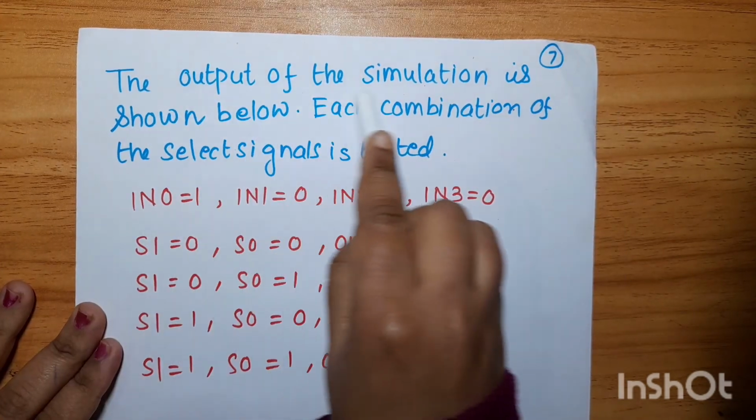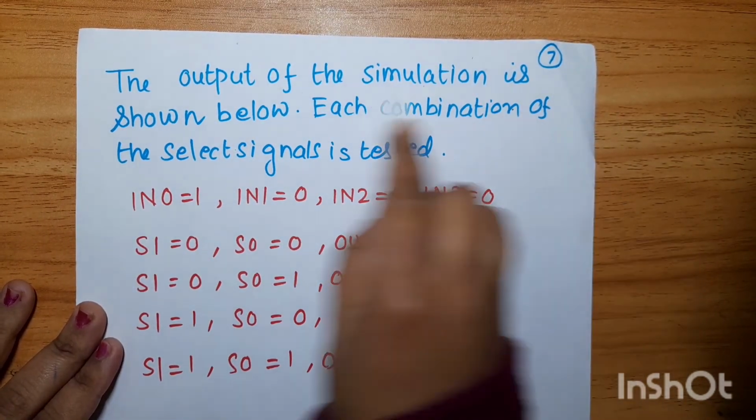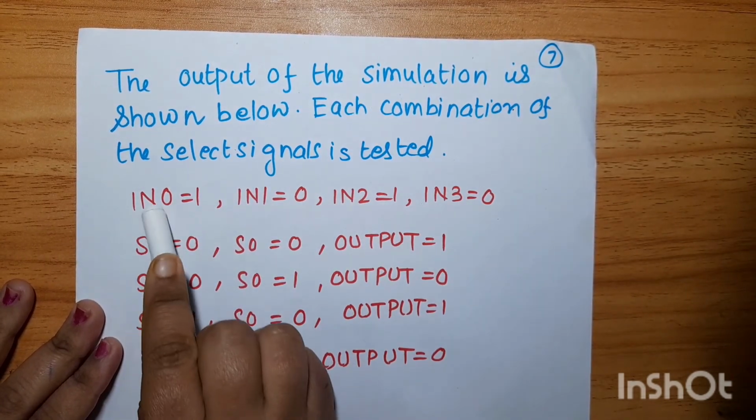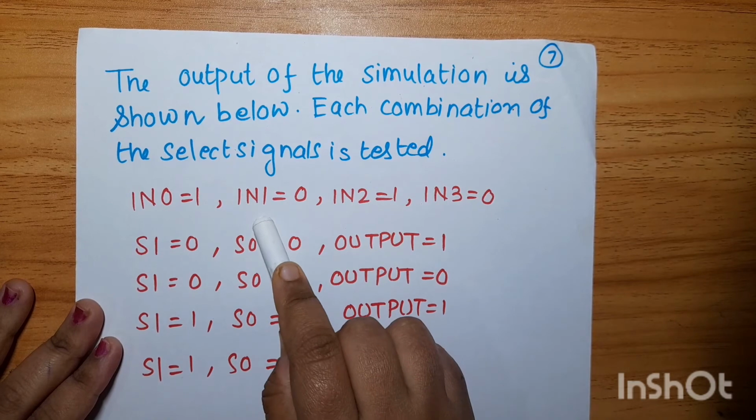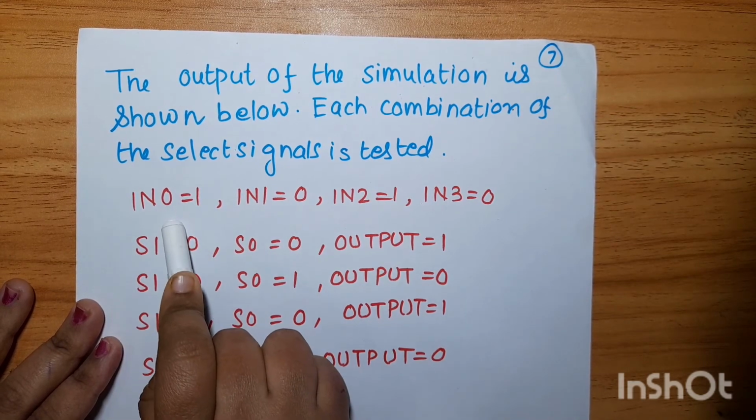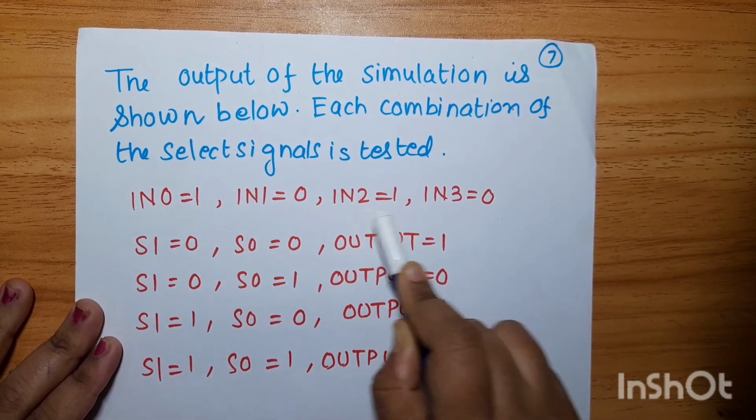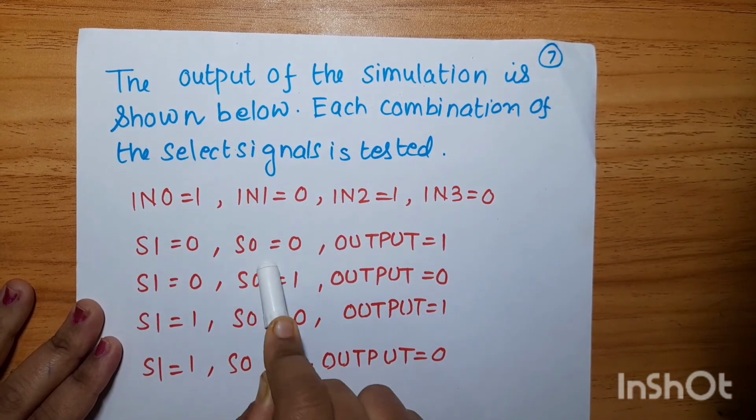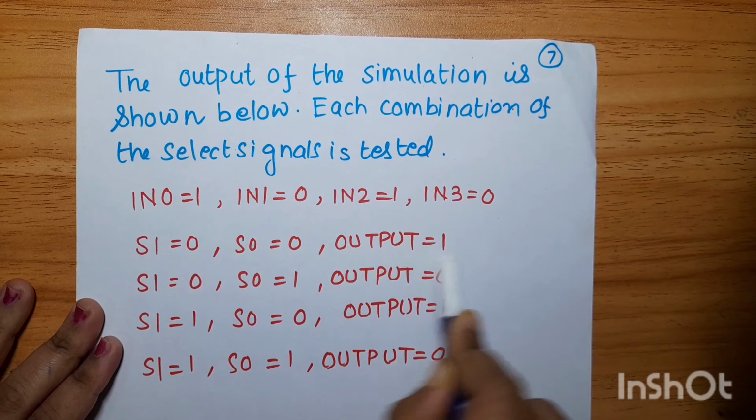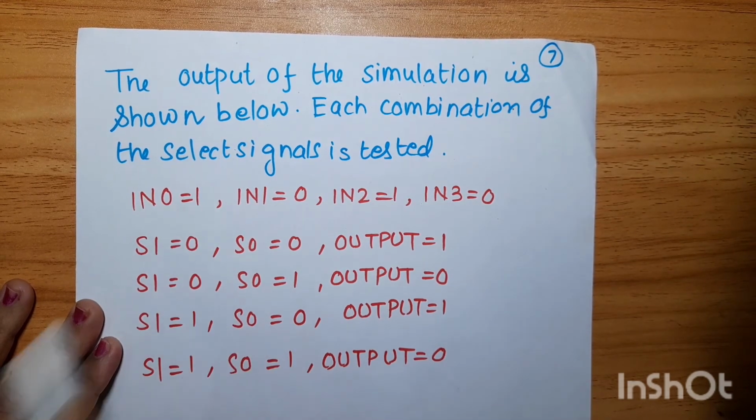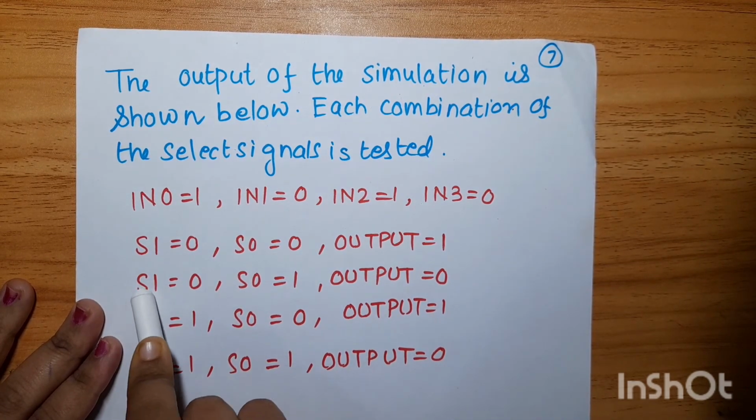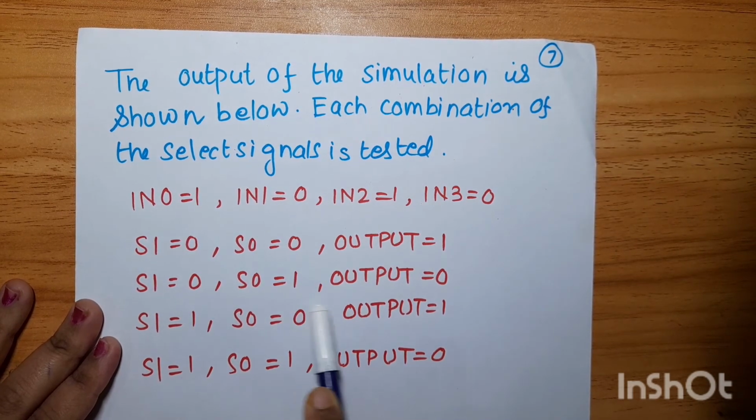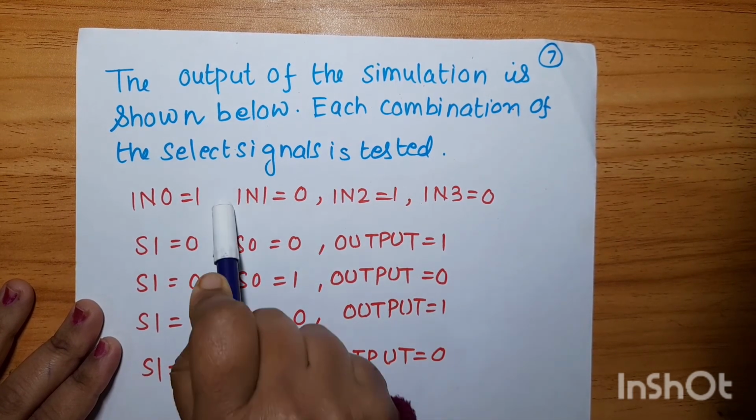So now this is the output of the simulation. For each combination of select lines is tested. So IN0 is 1. The first display statement was IN0, IN1, IN2, IN3. Then the second display was S1 is equal to 0, S0 is equal to 0, output is 1. So same as IN0. The third display was S1 is equal to 0, S0 equal to 1. So the output was 0, same as IN1.